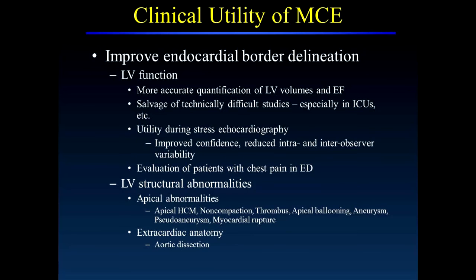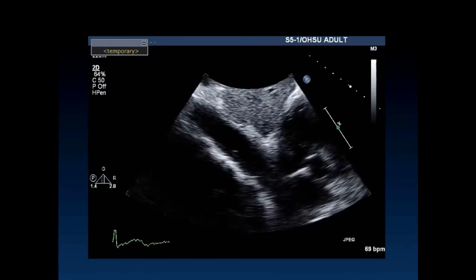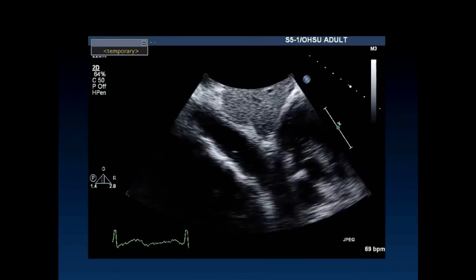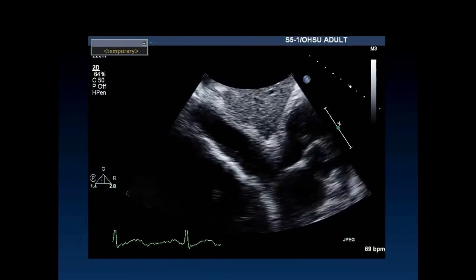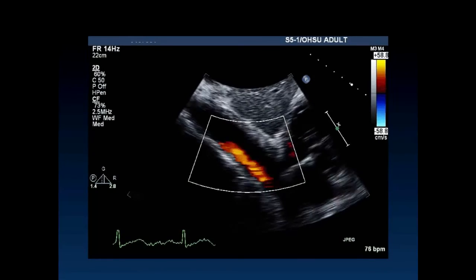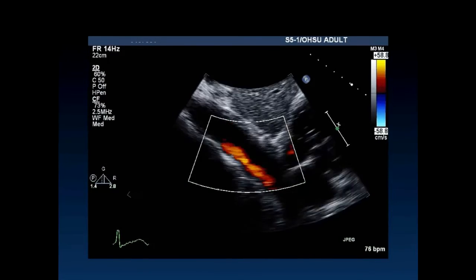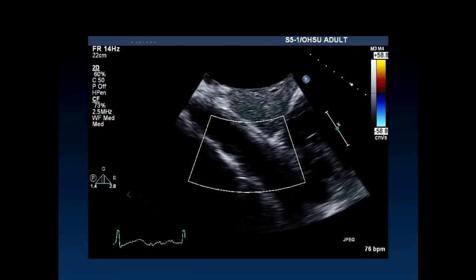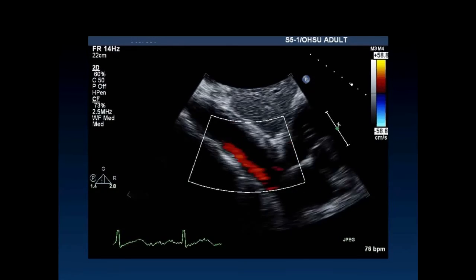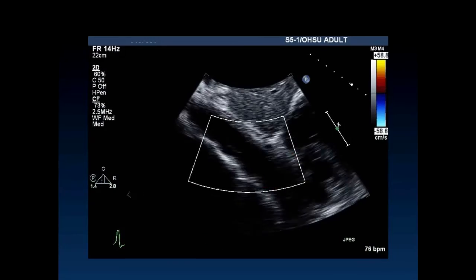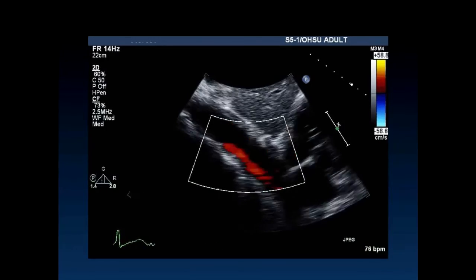Contrast can also be used to evaluate extracardiac anatomy. This is the abdominal aorta, and when color was placed in this area, it looked like there was not complete Doppler flow within the entire aorta.